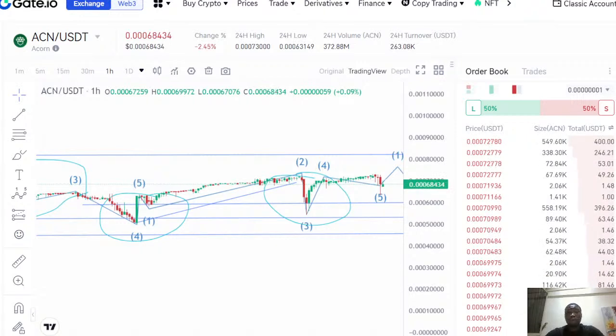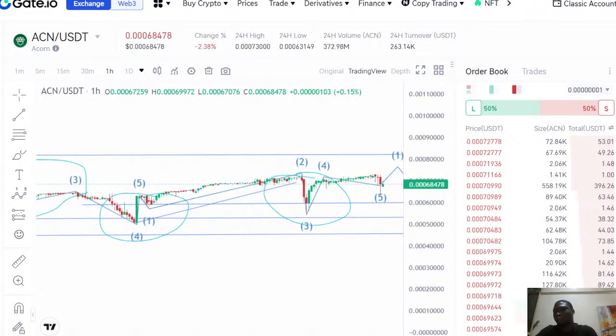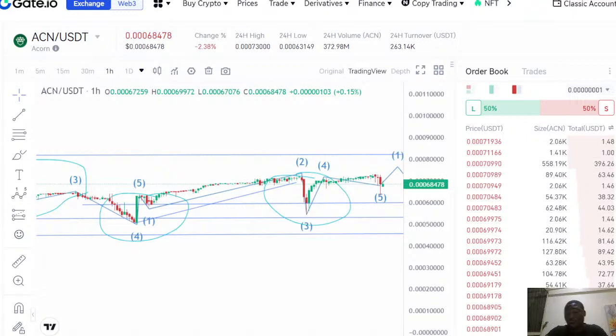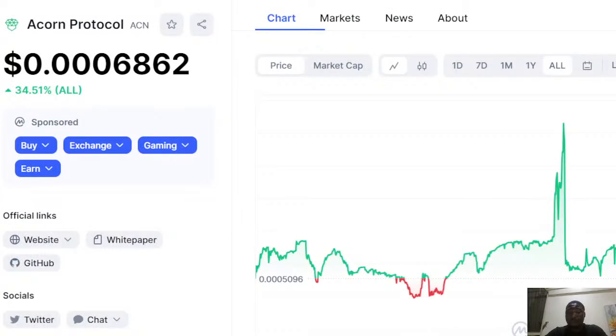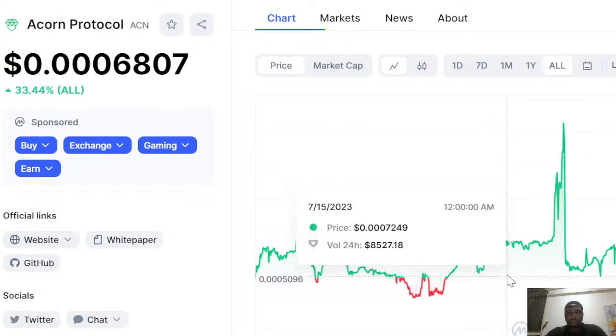I believe you guys have understood a lot of what I've shared when looking at the market. So let's look at the white paper. Before we look at the white paper, let's get the utility of this project. What is the use case behind this project that we're talking about? Let's move ahead and talk about the Acorn Protocol. Let's look at CoinMarketCap to get more understanding of that.